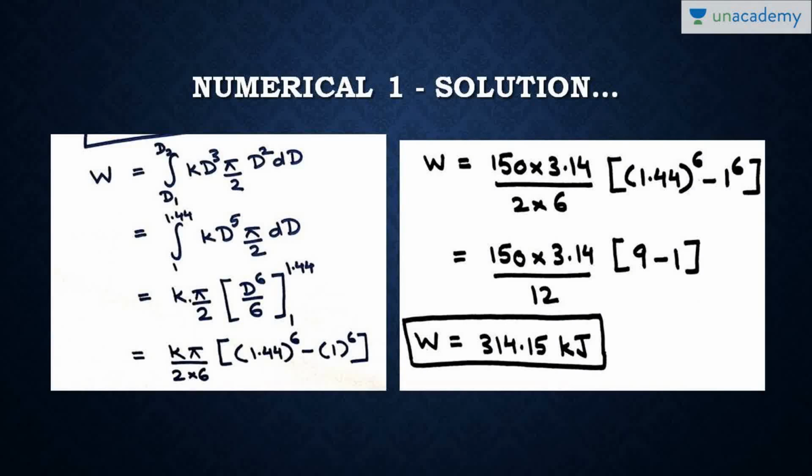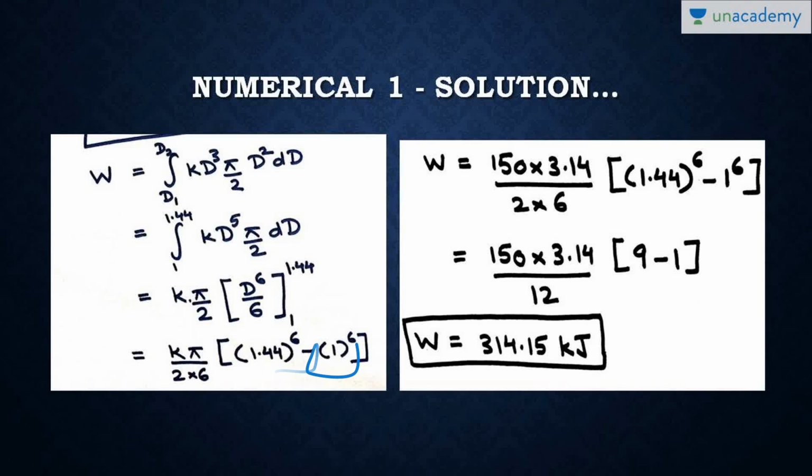So work transfer is equal to pressure into change in volume. We also know that pressure is equal to K d cube, into the change in volume, pi by 2 d square dd. So integrating from d1 to d2, where d1 is 1 meter and d2 is 1.44: integral from 1 to 1.44 of K pi by 2 d raised to power 5 dd, which gives K pi by 2 into d raised to power 6 upon 6, from d1 to d2. So K pi upon 2 into 6, into 1.44 raised to power 6 minus 1 raised to power 6.